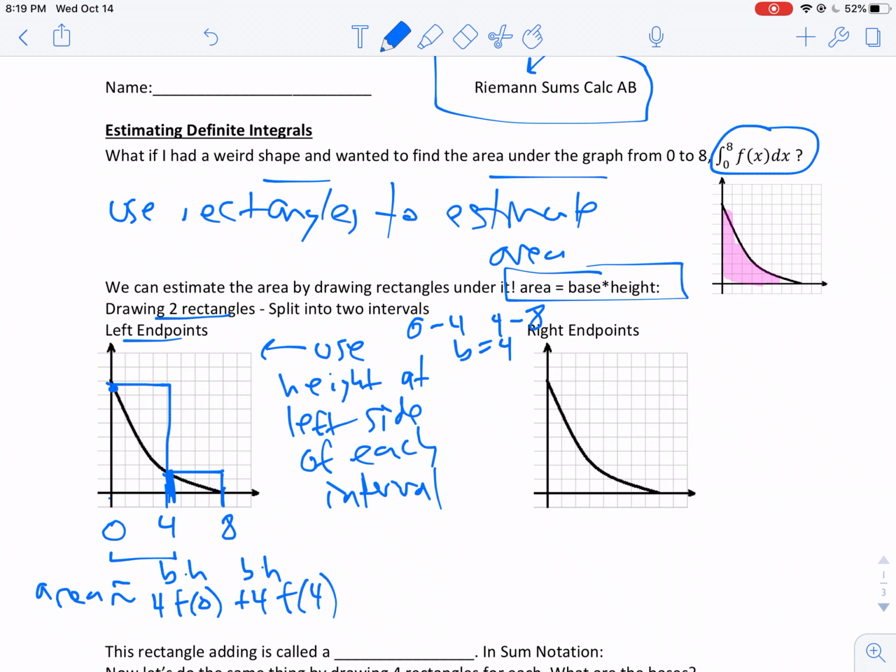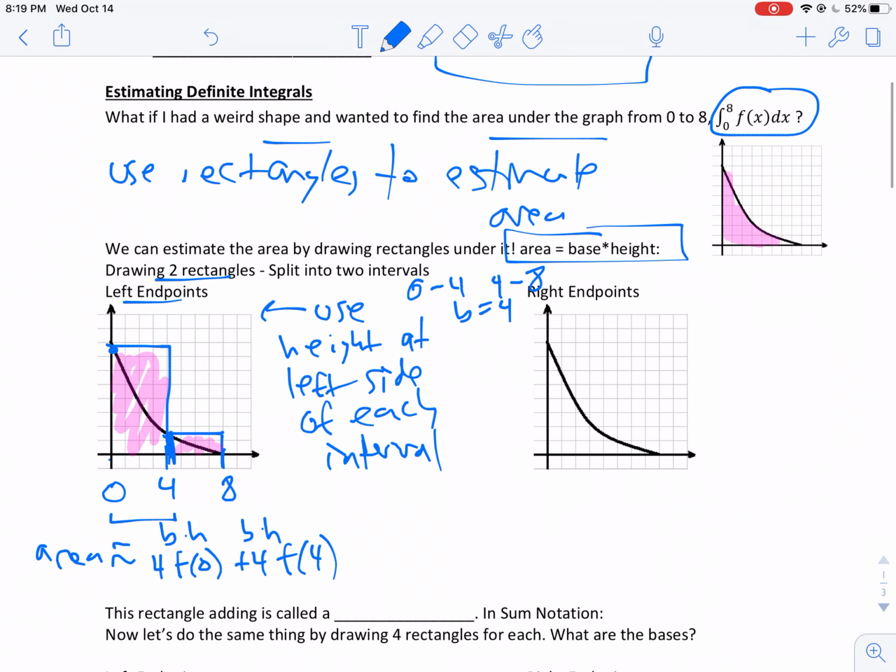Then I just add those rectangles together. What that means is I'm taking these two rectangles, which you can see are actually a pretty crappy approximation. Let's just say f of 0 looks like it's at about 8, so we have a height there of about 8, and then f of 4 looks like it's roughly 3/2. So that's 32 and 6, so that's 38. Now, it's not great, but that is an estimate of this.